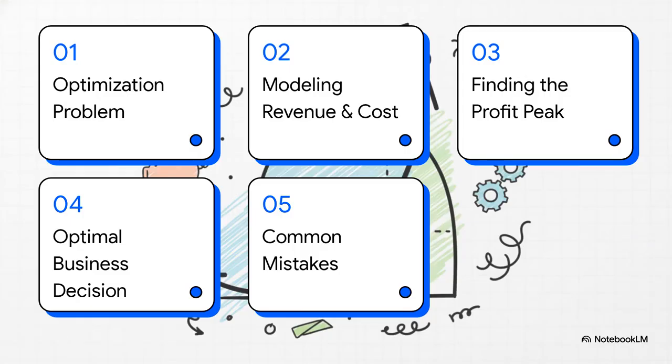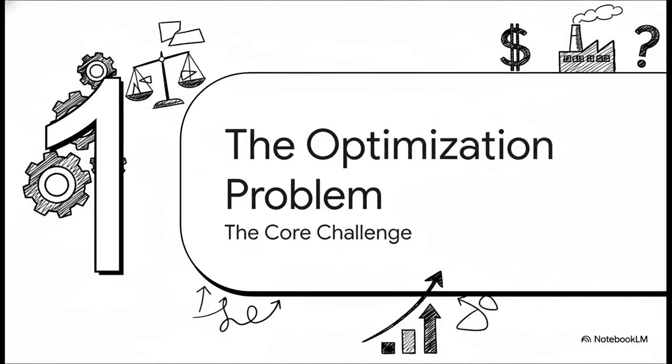Okay, so here's our roadmap for today. First, we're going to define the core problem that literally every business has to solve. Then, we'll build a mathematical model to represent that problem. From there, we'll use a surprisingly simple formula to find the exact solution. After that, we'll translate that solution into a real-world business decision, and to wrap things up, we'll go over some of the most common mistakes to watch out for. All right, let's dive in.